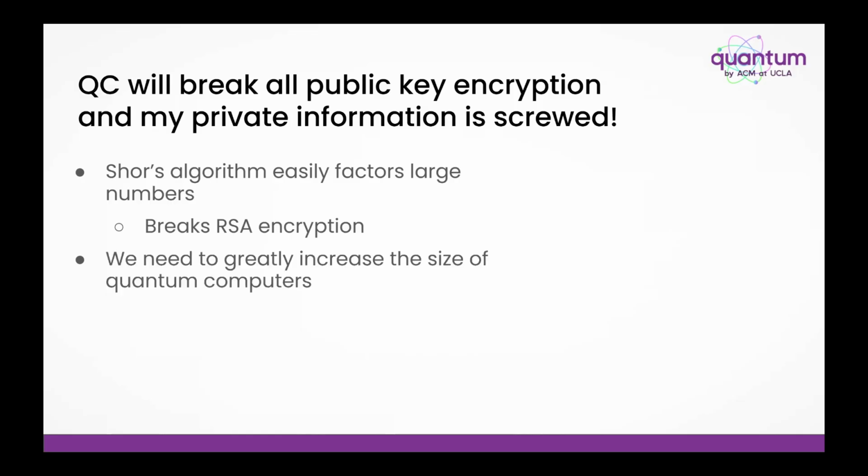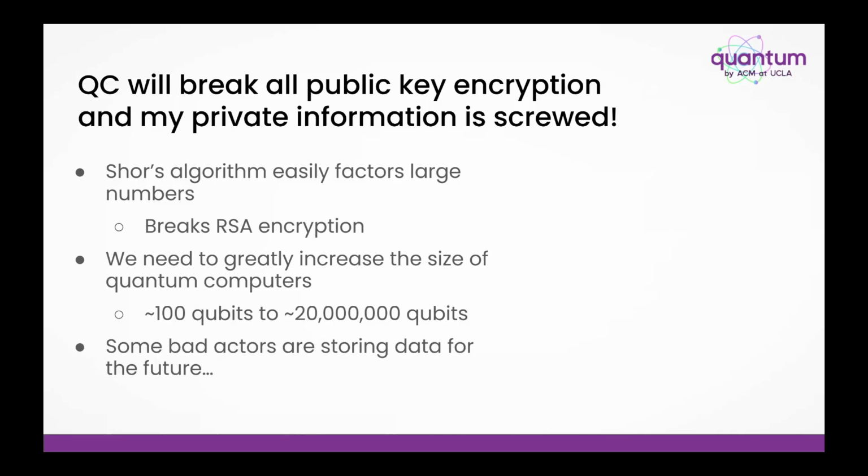However, a caveat is that in order to actually run Shor's algorithm, we would need to first greatly increase the size of our quantum computers. Currently, our quantum computers have anywhere between 100 to 1,000 qubits, and to actually run Shor's algorithm, we need roughly 20 million. But unfortunately, there are some very clever, bad people out there who are actually storing encrypted online data to take advantage of it when we actually get working quantum computers.